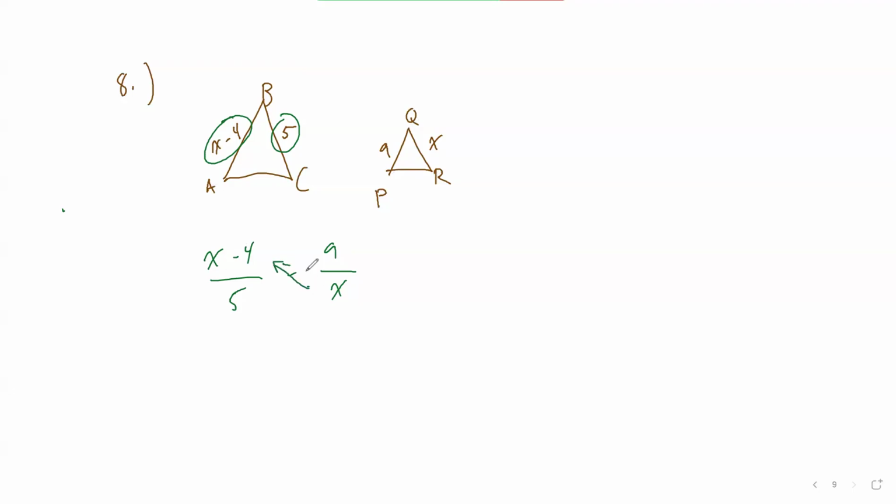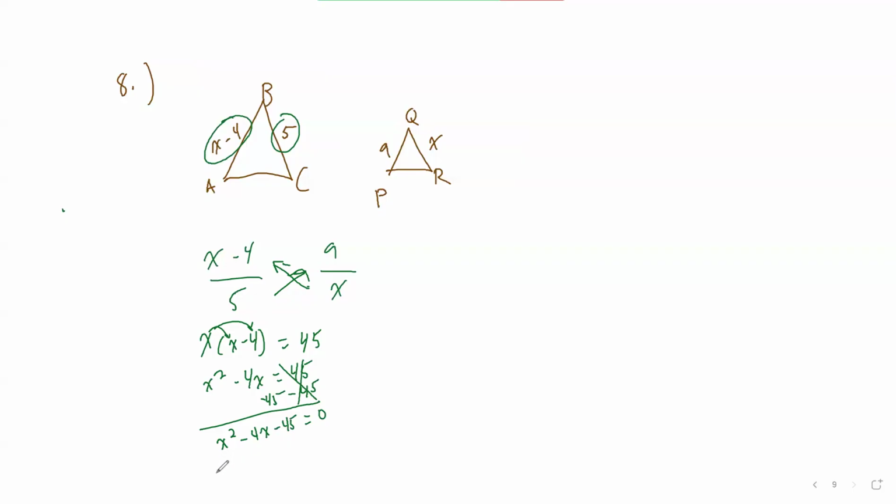So we're just going to cross multiply. So I get x times x minus 4, and then 5 times 9, which in this case is 45. And then I'm going to distribute. So I get x squared minus 4x equals 45. It's a quadratic, so I need to set it equal to 0. So this gives me x squared minus 4x minus 45 equals 0.